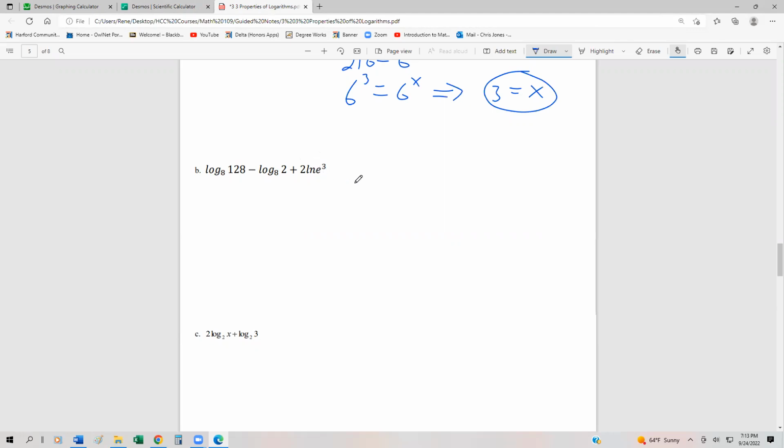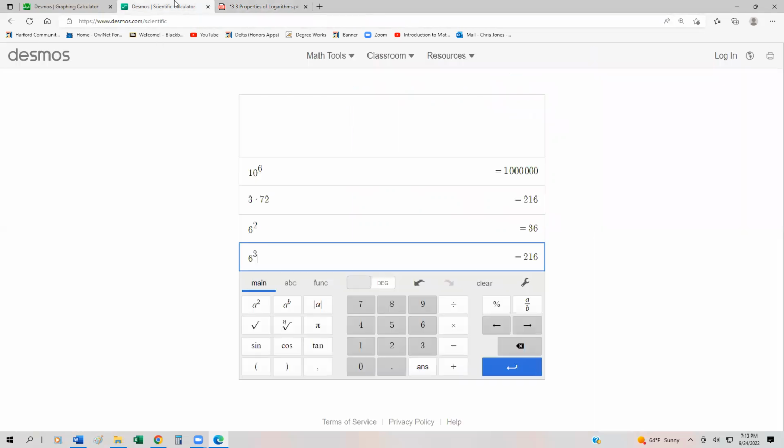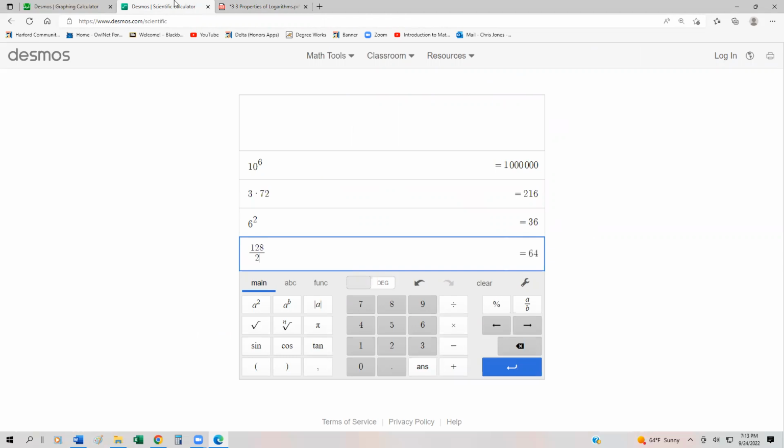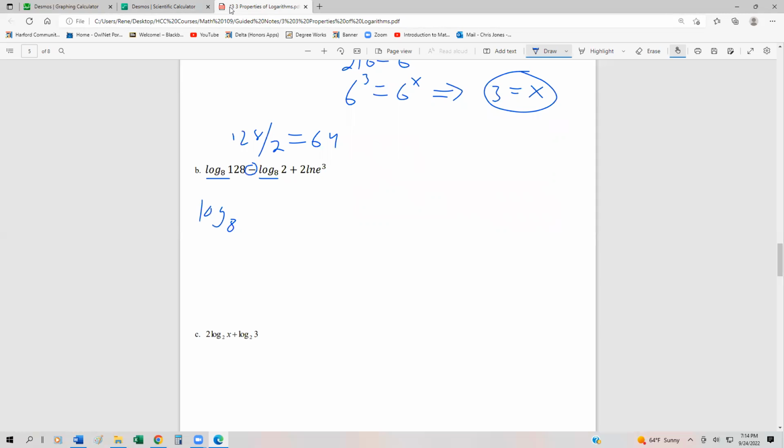A second example: log base 8 of 128, minus log base 8 of 2, and then we have this natural log. Okay, so there's two separate things going on here, two separate operations. But let's start with the log base 8. And notice we have a subtraction, so we're going to divide. So this turns into log base 8 of 128 divided by 2, which should be 64. But of course, we should always check just to make sure. So that's 128 divided by 2, and that indeed gives us 64. Okay, so this is log base 8 of 64.